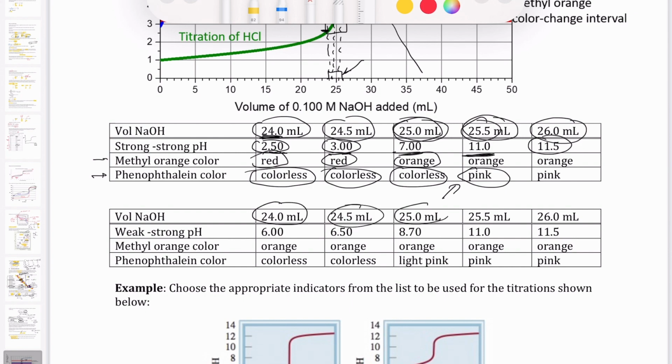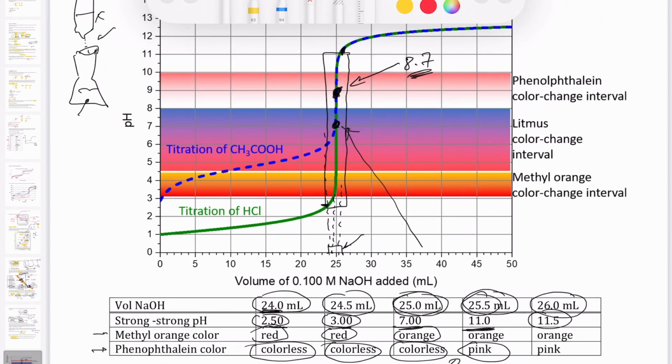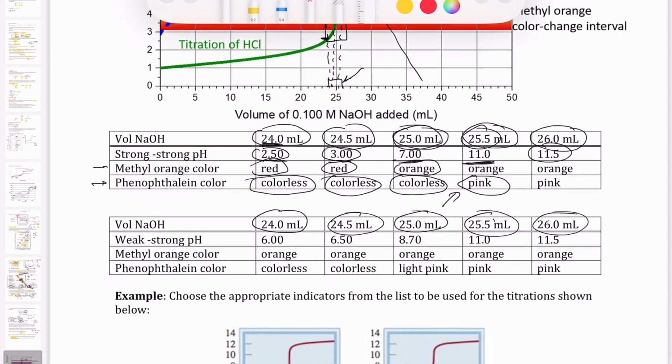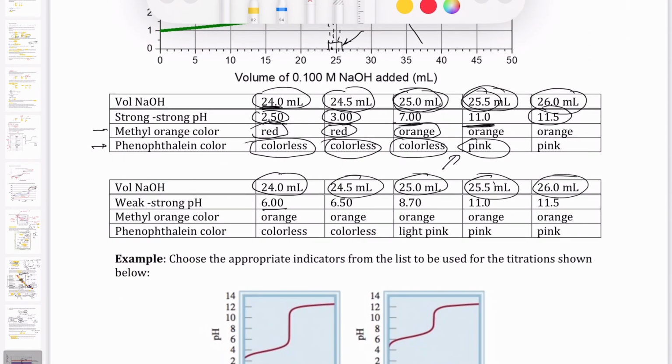So I'm going to look at these 5 volumes for the weak strong titration. I want to see what pH I have. So again, now you have to find the intersection of each of those volumes with the blue plot, not with the green plot, but the blue plot. So you find the pH are 6, 6.5, 8.7, 11, and 11.5, okay?